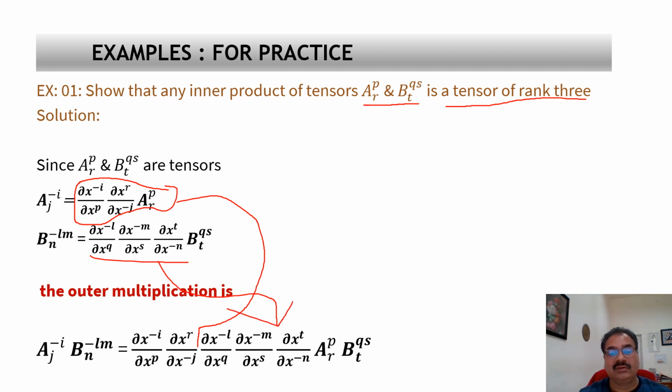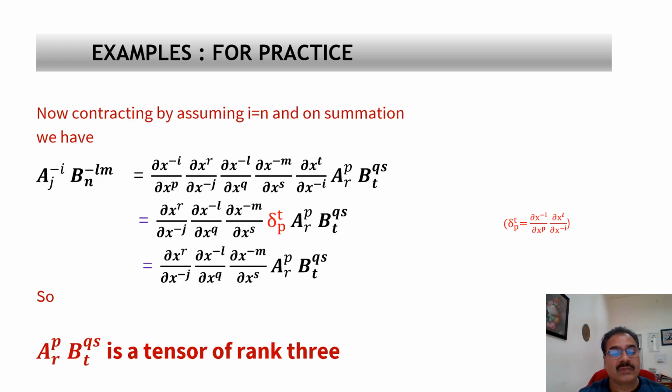So you may rewrite the expression like this, and now further you contract. You can contract by assuming i is equal to n. If i is equal to n here, then certainly the term will change. Here will be ∂x bar i, and here also ∂x bar i, because n is equal to i. Now look at this relation, and you know the Kronecker delta: δ_t^p is equal to ∂x bar i/∂xp times ∂xt/∂x bar i.